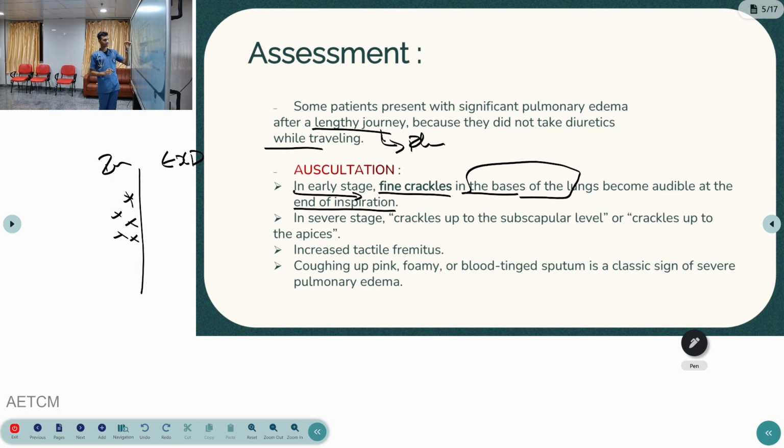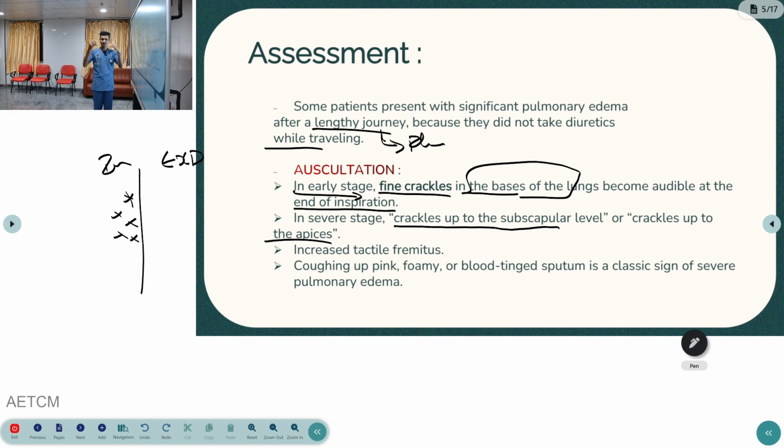So in the early stage, but in severe stages, the crackles will go up to the subscapular level, or may even reach the apex of the lung. What they are focusing on is that in the early stages, because of gravity, the pathological fluid collects in the base of the lung. Once the disease progresses and becomes severe, it may reach the upper region also, first in the lower lobe.